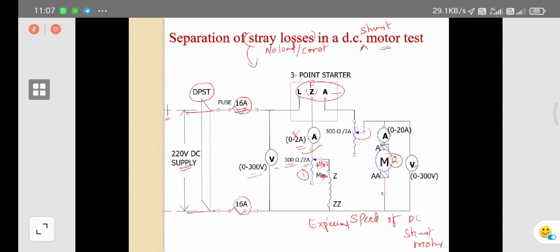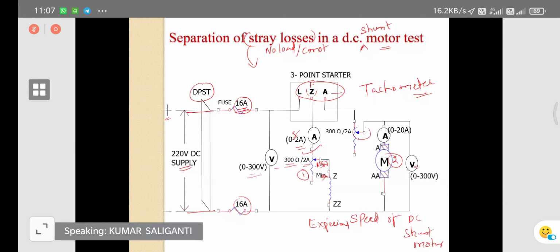Whenever the motor starts, you can check the motor speed with the help of the tachometer. This is the tachometer, and this instrument can be used for speed checking. If the speed is not equal to the rated speed, then you can adjust the speed. But this is what we have done in the Swinburne test and brake test.